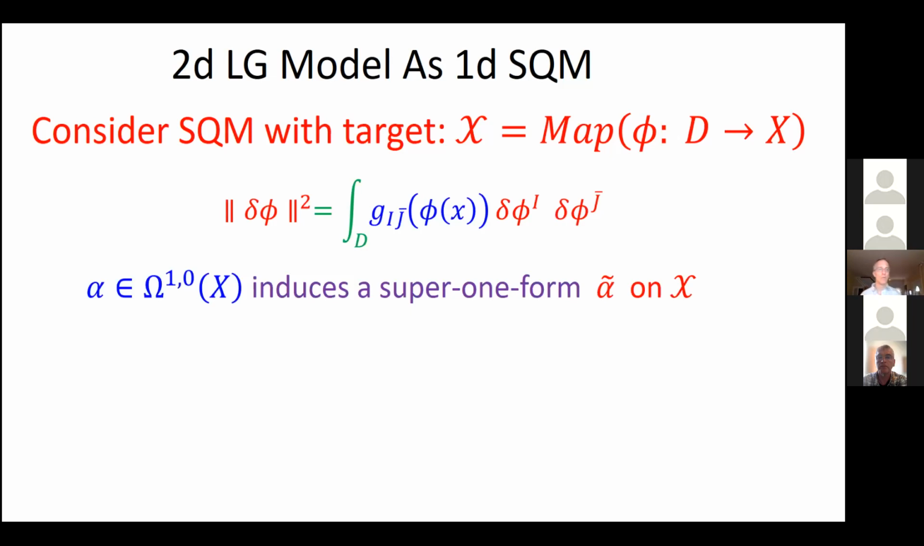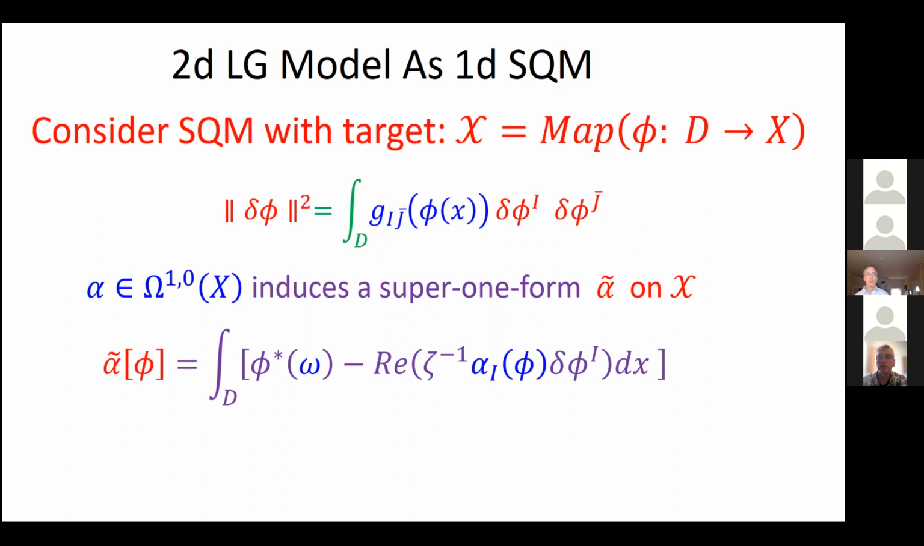Similarly, the 1-0 form on capital X induces a super one form of the super quantum mechanics, I'll call it alpha tilde, on calligraphic X, and here's the formula. To define it, in the first term here, you would integrate over the spatial domain the pullback by phi of the Kähler form omega. So omega is a two form, and you pull it back, you get a two form, you integrate over the spatial domain, that's a one form, and that's a one form on the space calligraphic X. Similarly, you can contract alpha_i with these cotangent vectors, delta phi^i. Here, I've introduced a phase. Just let me finish the sentence and then we'll discuss. There's a phase zeta, which for the moment doesn't matter, but will make a big difference when we consider branes. And then we integrate dx. So this is the super one-form alpha tilde.